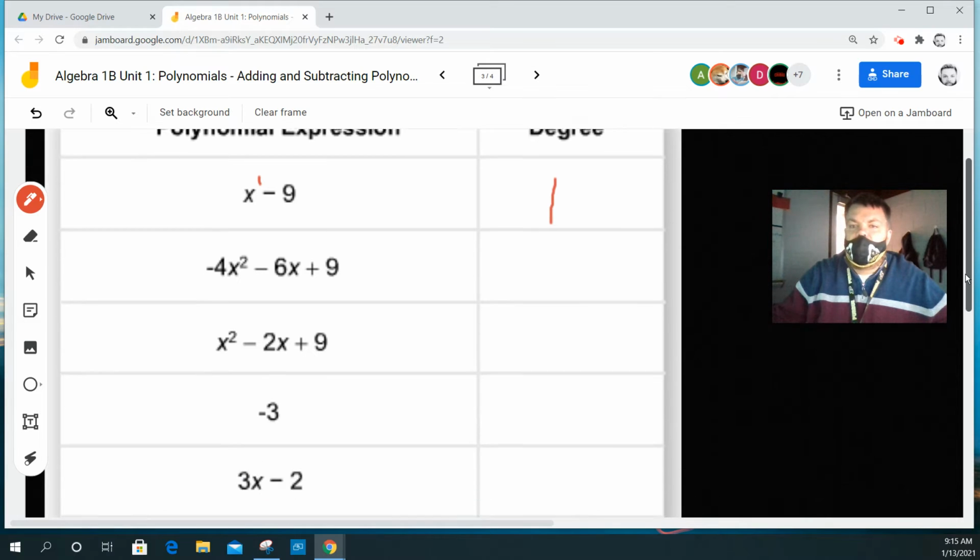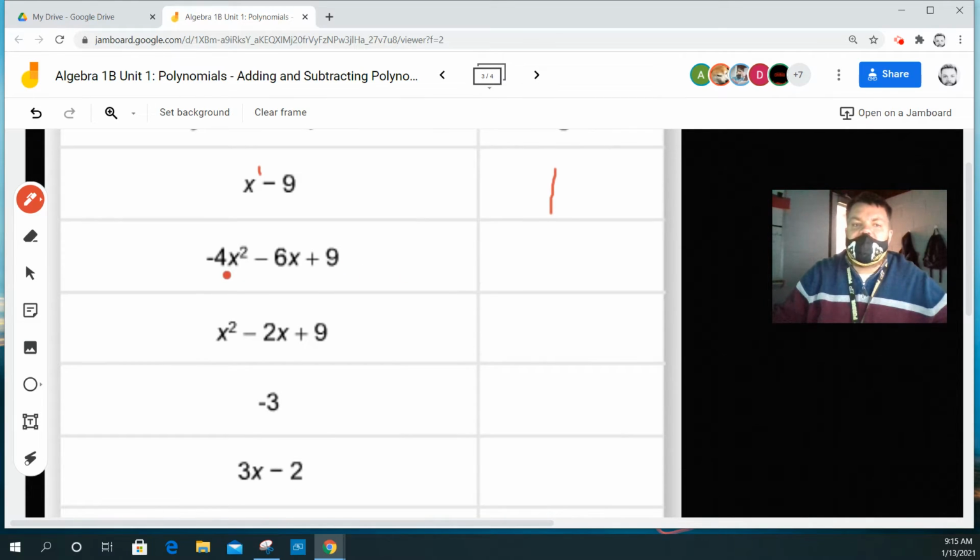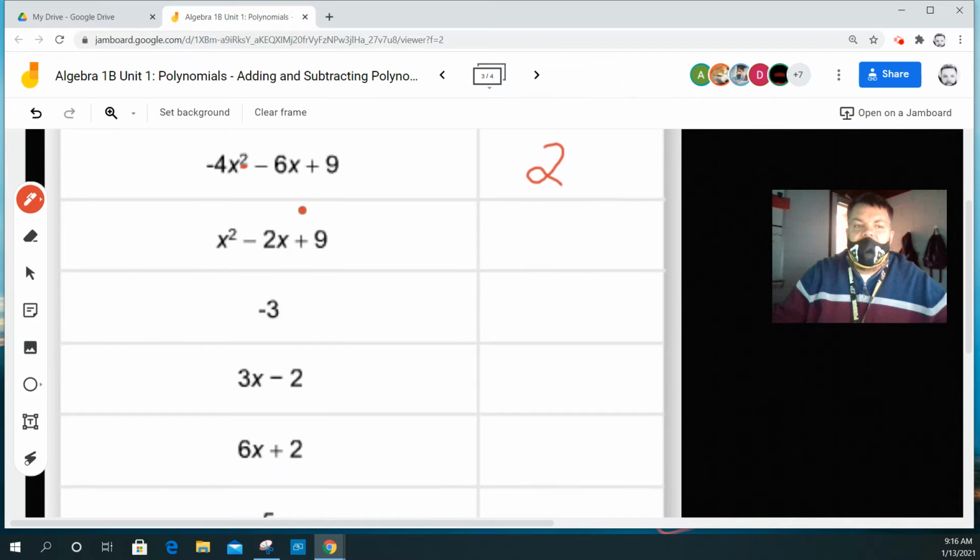Okay? What's the highest power of x in the second term? No, that's the coefficient. I said power of x. 2, right? In fact, let me just circle the 2. The highest power of x is 2, so this is what we would call a second degree polynomial, okay? Here I have x squared, x to the first. What's the highest power of x? 2. So this will be a second degree polynomial.